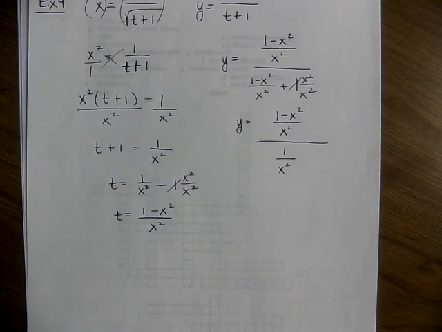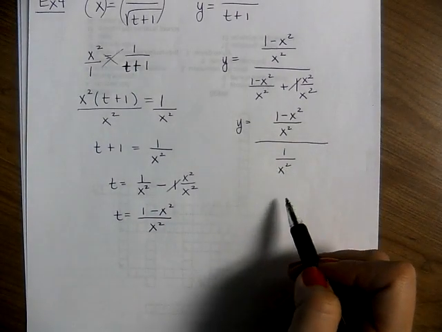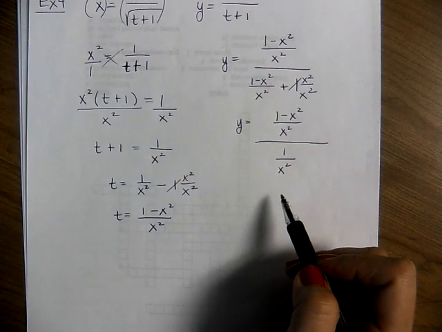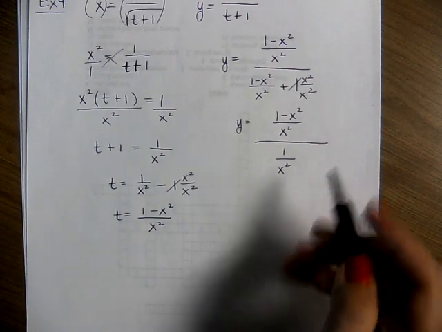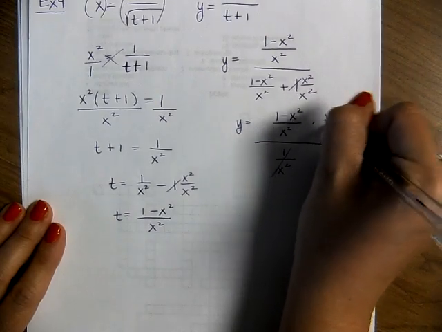How do I get rid of this compound fraction? How do I get rid of this problem? Yeah, multiply by the reciprocal. Dividing by this 1 over x squared is the same as if I was to multiply by x squared over 1. So I'm going to change this division into multiplication of the reciprocal.